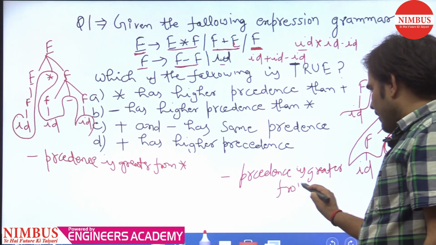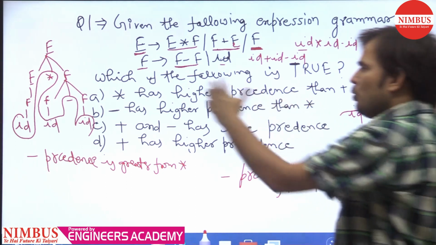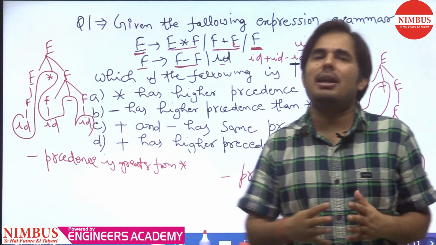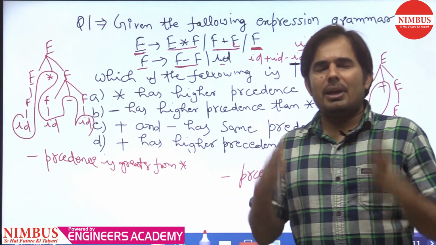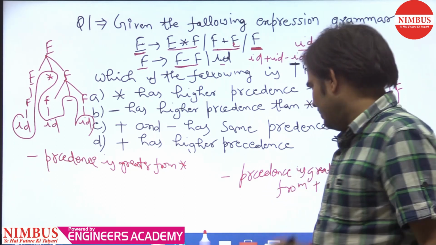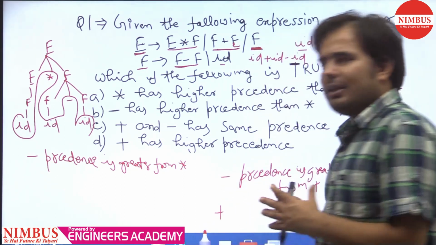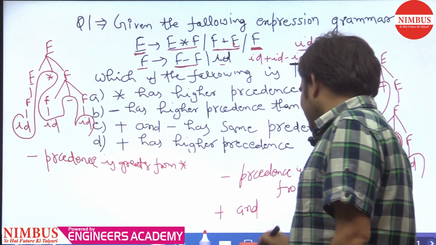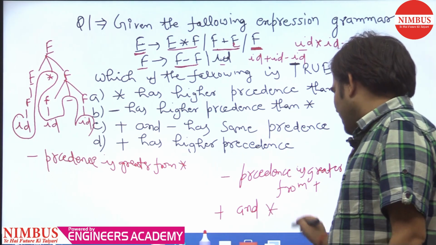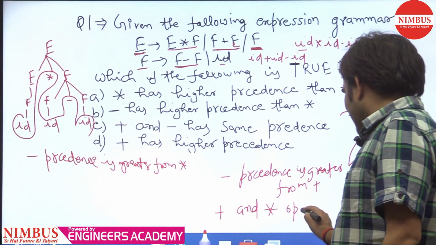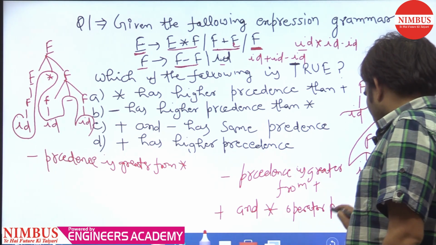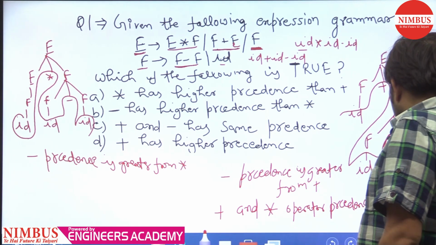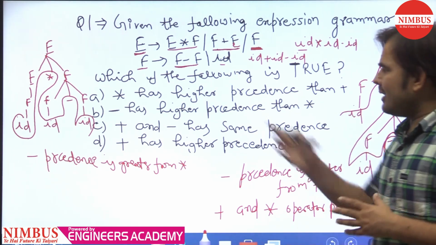than plus, and from both the parse trees you can see plus and asterisk are at the same level in the parse tree. So plus and asterisk precedence are equal. If you have to write this too, they can ask you like this, which operators' precedence are equal. So this is the extra information: plus and asterisk operator precedence are equal, guys. Okay, so let's check the options.